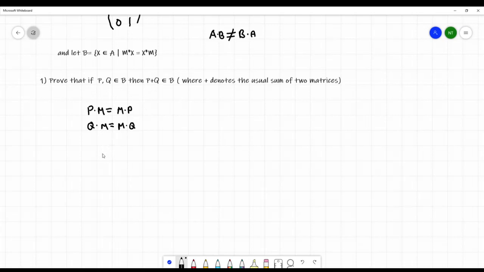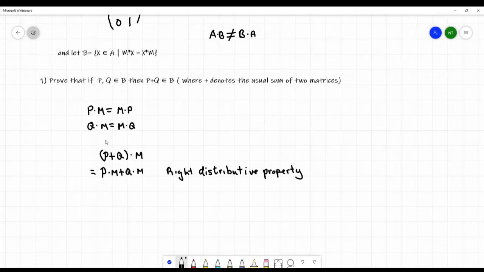Let's start with P plus Q and multiply it by M. Matrices can be distributed from the right and from the left. This is called the right distributive property for matrices. So this is equal to P times M plus Q times M, by the right distributive property.